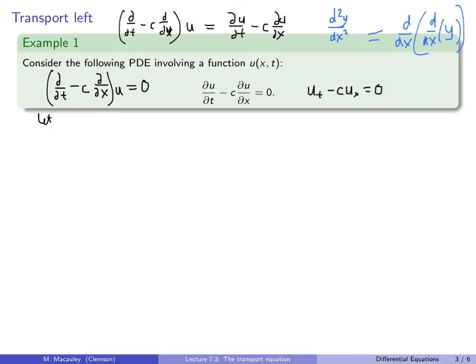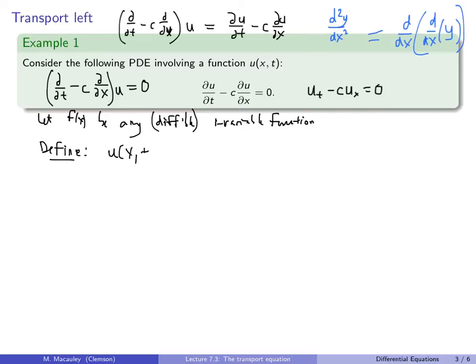I'm going to let f of x be any, to be safe, let's say differentiable, one variable function. And I'm going to define a two-variable function using f. So I'm going to define u of x, t to be f of x plus ct.